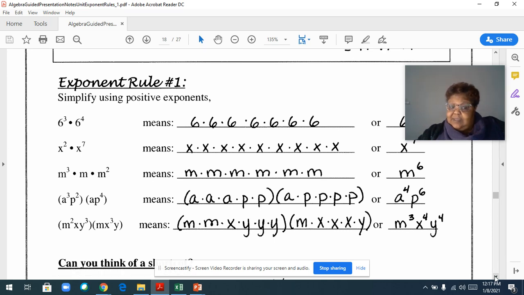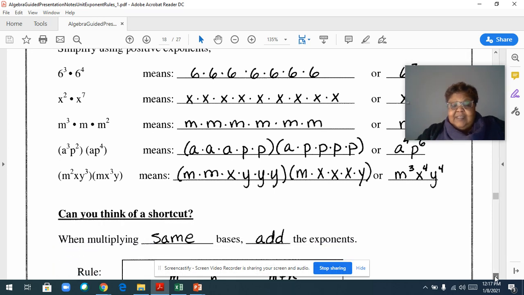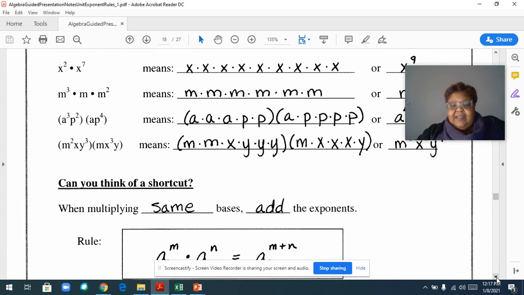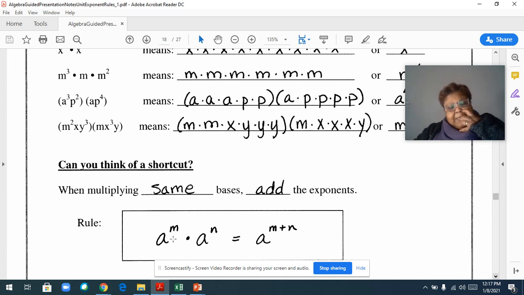You may be noticing a pattern. When multiplying same bases, we simply add the exponents. This is the rule. If I have a base, a raised to the m power, and I'm going to multiply it by the same base raised to the n power, and these just represent numbers or variables, whatever, I'm going to add the exponents. That's equal to a to the m plus n. So let's go back over what we just went over and see if it holds true.